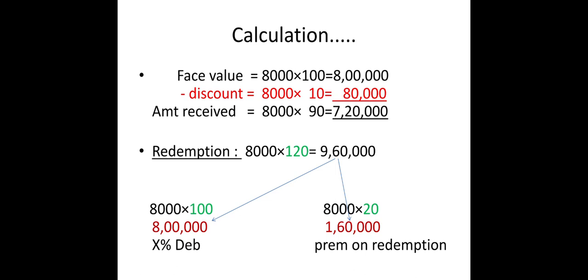So 9,60,000 is classified in two different amounts. 8 lakh we are paying for debenture and 1,60,000 we are paying extra, and that is premium on redemption.